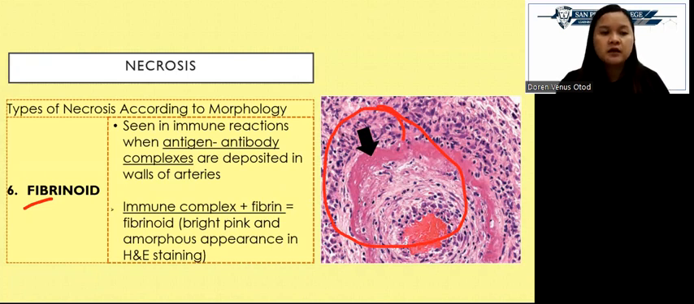So those are the different types of cell death and its specific differentiation and the different types of necrosis.